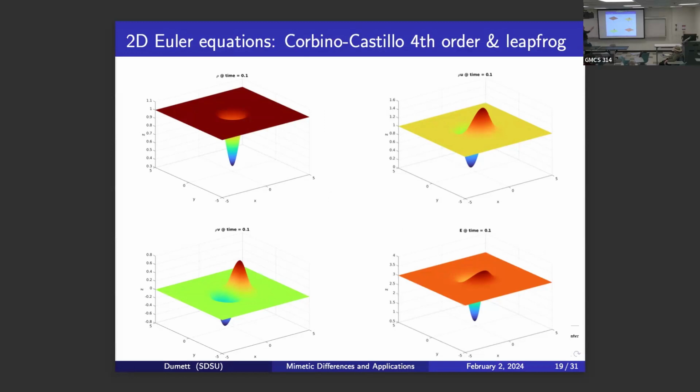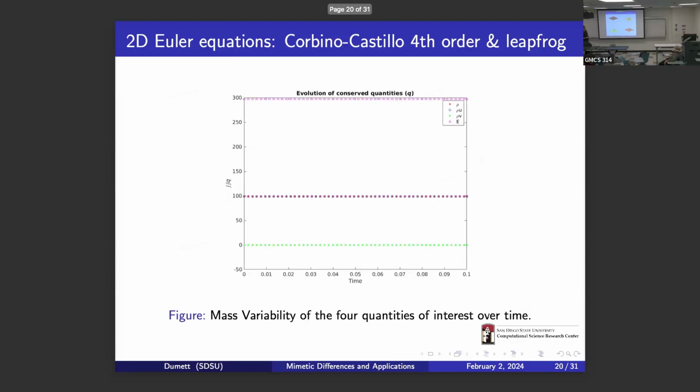We use a Corvino-Castillo fourth-order mimetic method for the space and leapfrog for time. And you'll see here that these quantities are conserved. The top one refers to the energy, this one refers to the density, and also the momentum in U, and this is the vertical momentum.